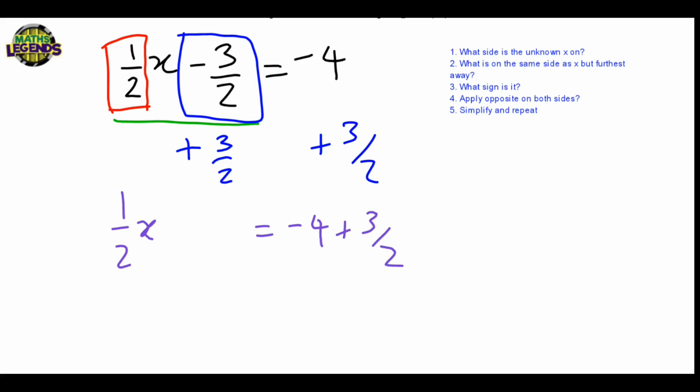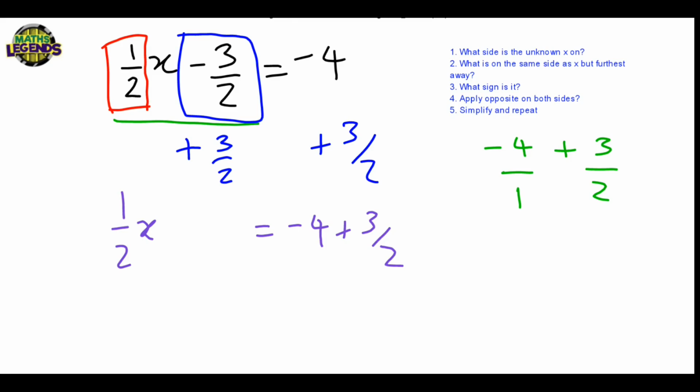Now we need to simplify, so let's simplify on the side. So we've got minus 4 plus 3/2. Now minus 4 is the same as minus 4 over 1. 4 divided by 1 is still 4, and minus doesn't change. So now we can use our methods of cross bottom or the common denominator. So in this case we'll use the cross bottom.